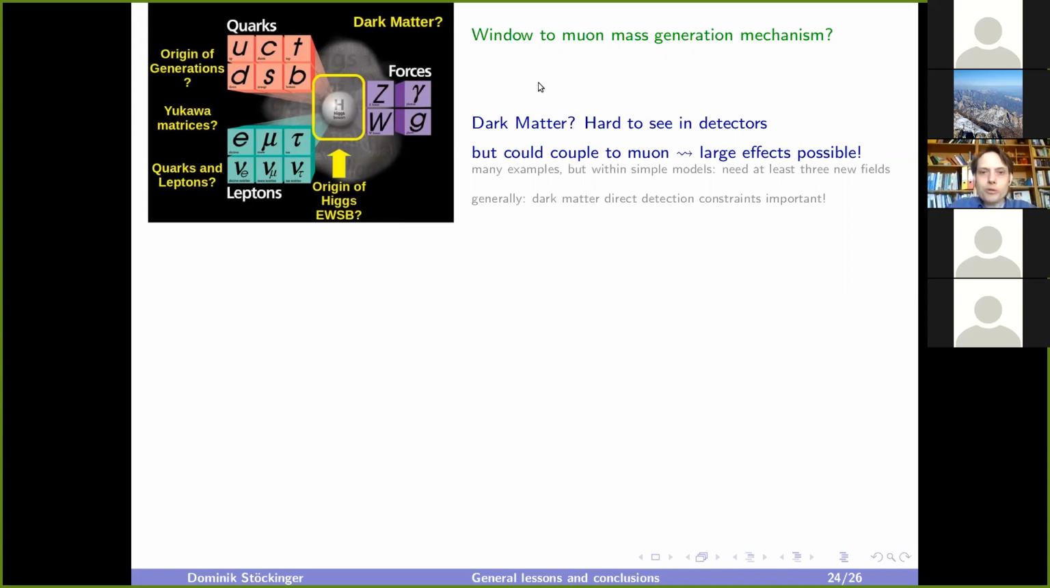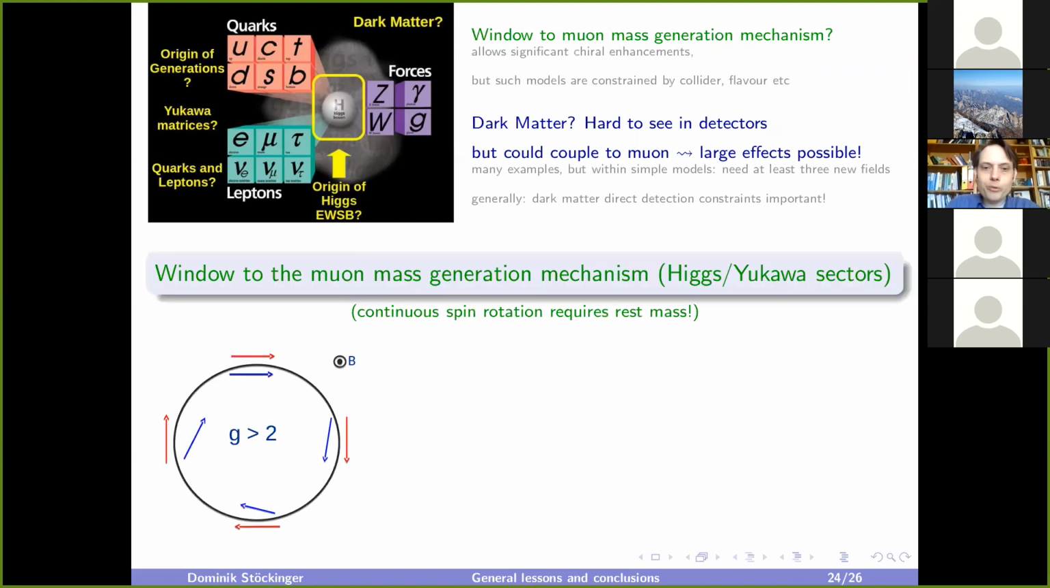So the other connection that I would like to make is to the muon mass generation mechanism via those chirality flips. And so this is, of course, really maybe the most distinctive feature of the quantity. So let's just explain this once again in this more pictorial way.